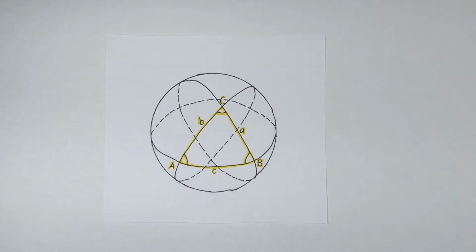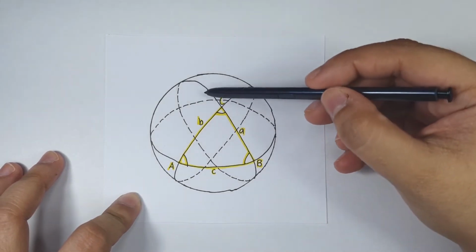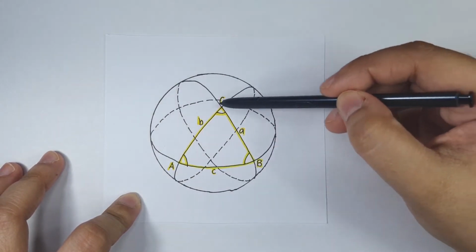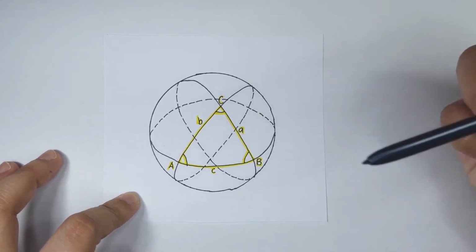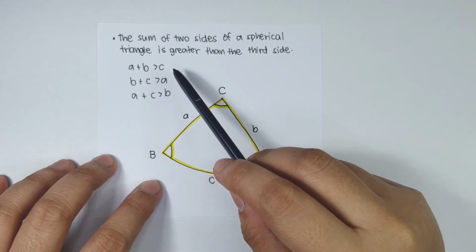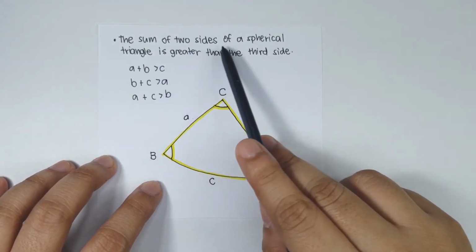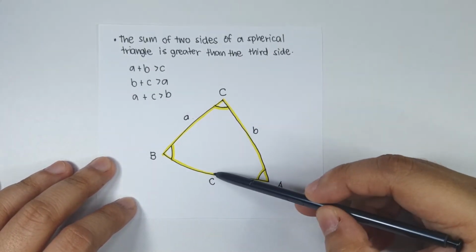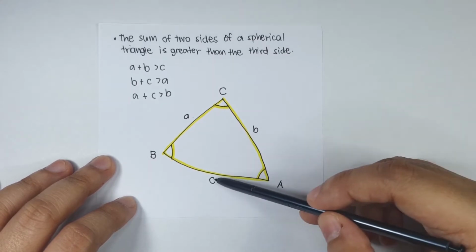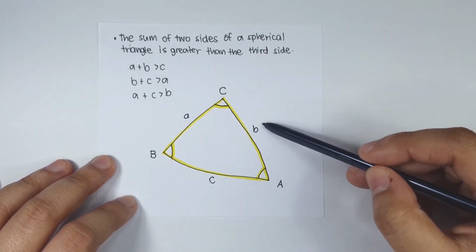Now, a spherical triangle is a triangle that is enclosed by arcs of three great circles. So if this is great circle A, B, and C, therefore this is your spherical triangle. Second, the sum of two sides of a spherical triangle is greater than the third side. So that is A plus B must be greater than C, B plus C must be greater than A, and A plus C must be greater than B.